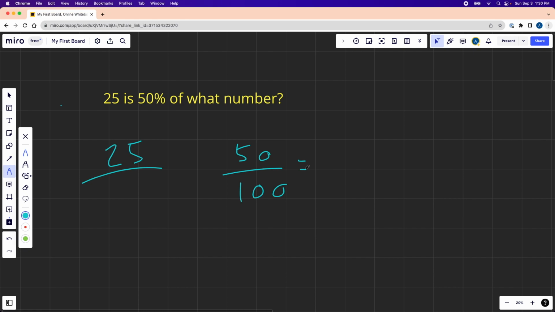Then we can simplify this and realize that 50 goes into both of them evenly. So we will divide both the numerator and the denominator by 50. 50 divided by 50 gives us 1 on top, and 100 divided by 50 gives us 2, which I'm sure most of you just realized is 1/2, or 1 over 2. So now we're going to say 25 divided by 1/2.